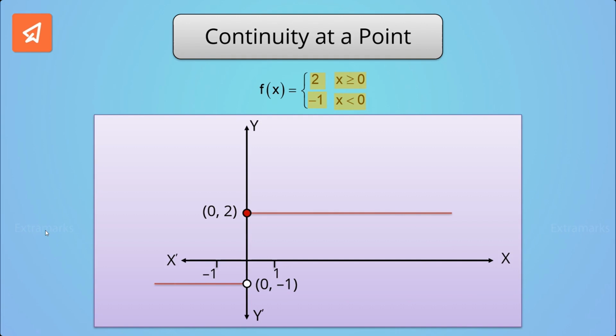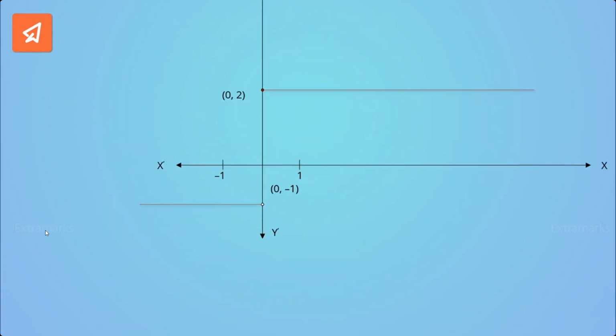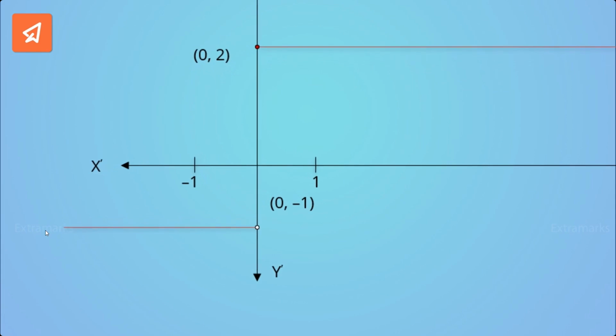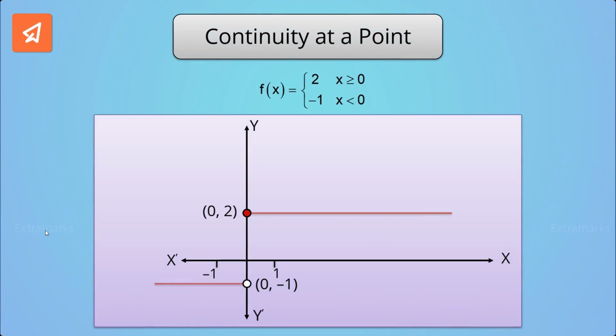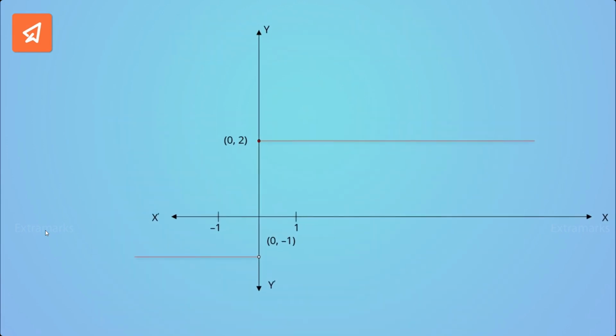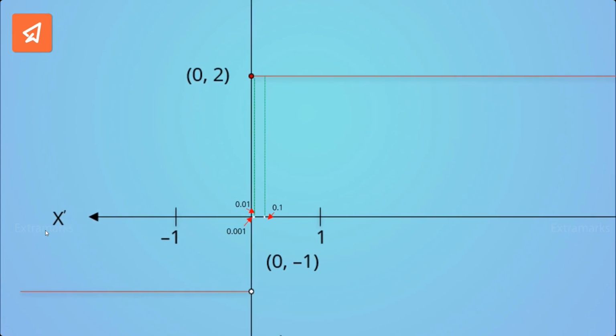If we look at the graph and consider the points to the left of 0, such as -0.1, -0.01 and -0.001, the value of the function at all these points is -1. And similarly, for the points to the right of 0, such as 0.1, 0.01 and 0.001, the value of the function is 2 for all 3 points.